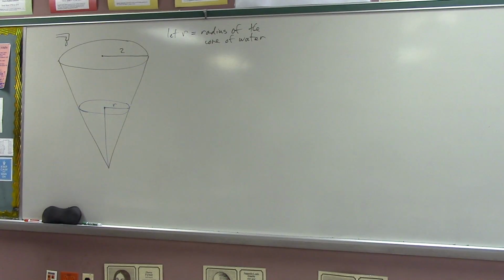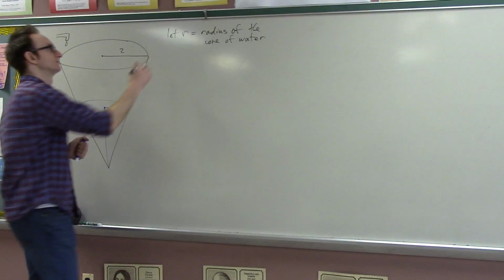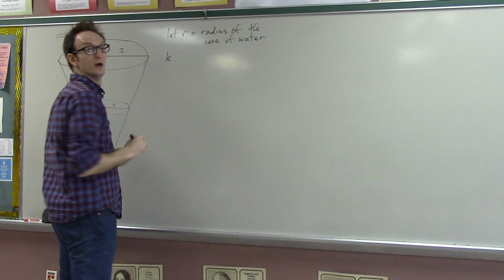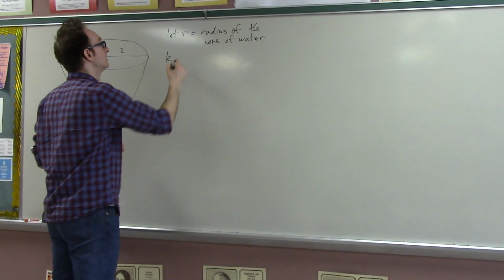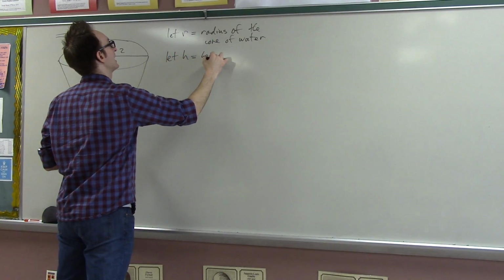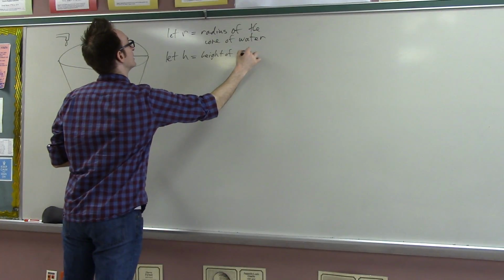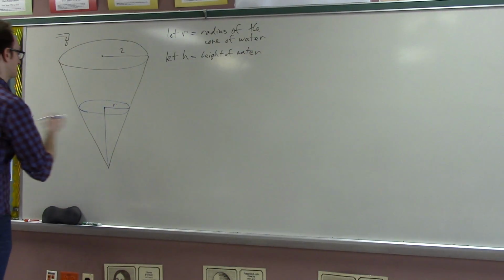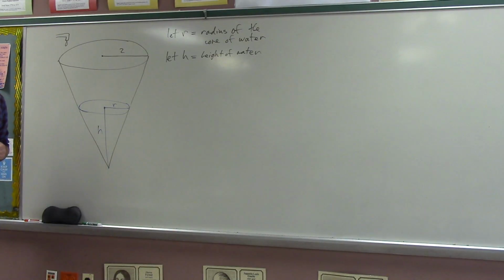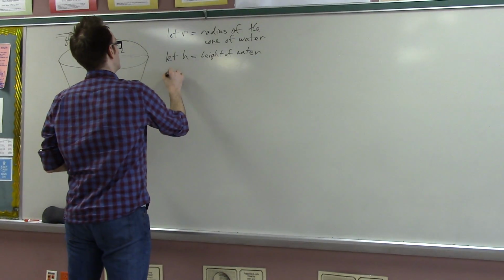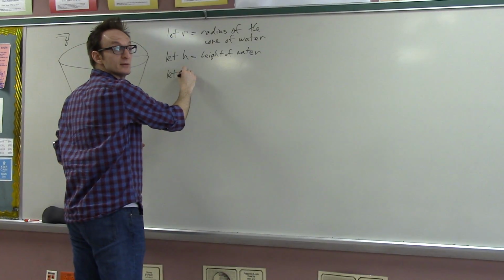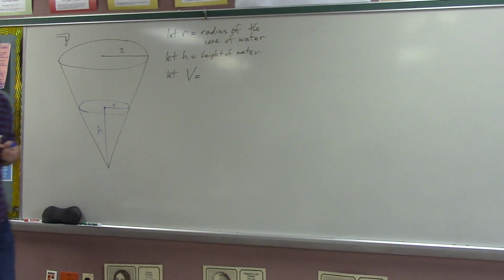Okay, good. And what are the other quantities which are changing? H for height. Let H be the height of the cone of water. Okay, so that's H. And probably one more even. The volume is the other thing, right? The volume of water. Because this is a little tricky, right?